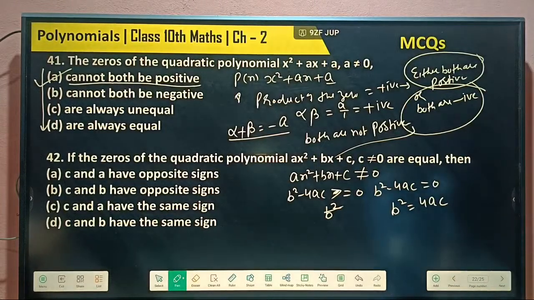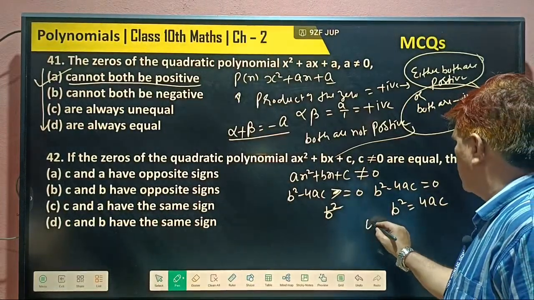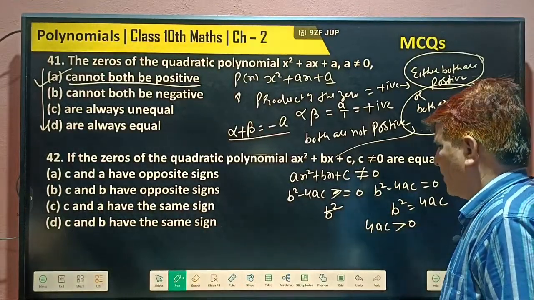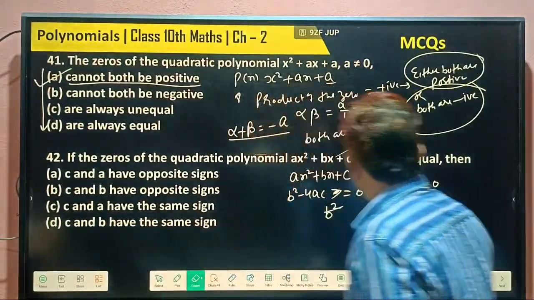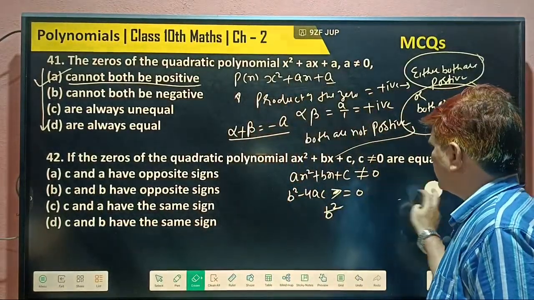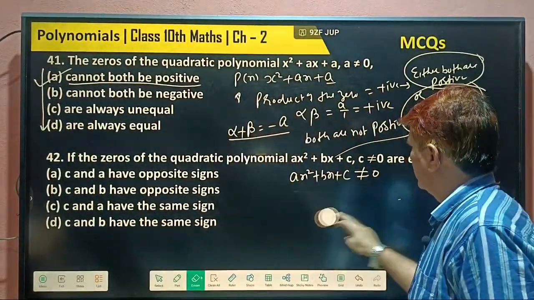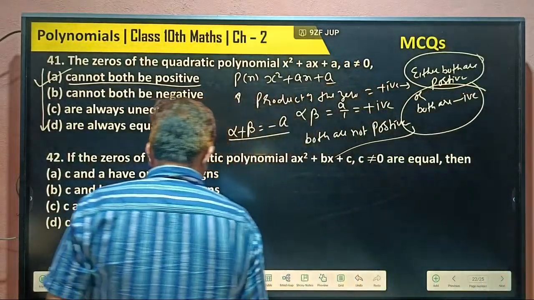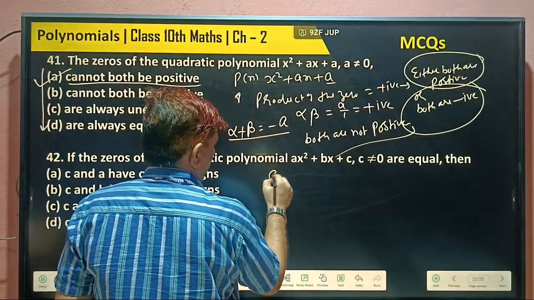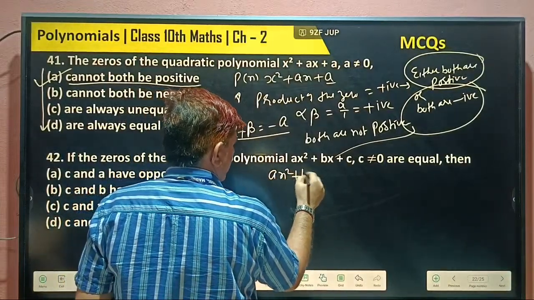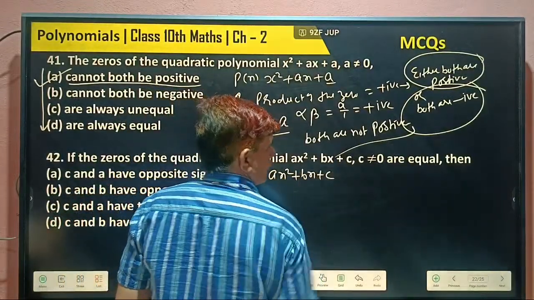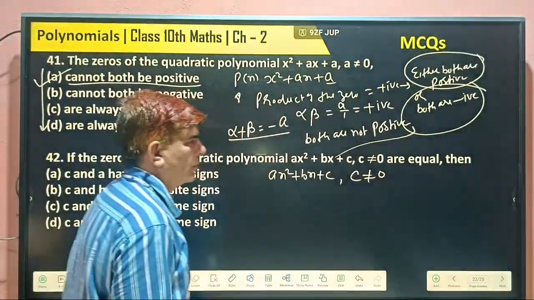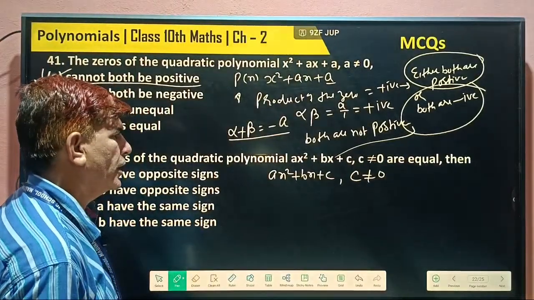So what's its meaning? 4ac is greater than 0. Not understood? I can tell again. So look here. What's given? The polynomial is ax square plus bx plus c, where c is not equal to 0, and the zeros are equal.